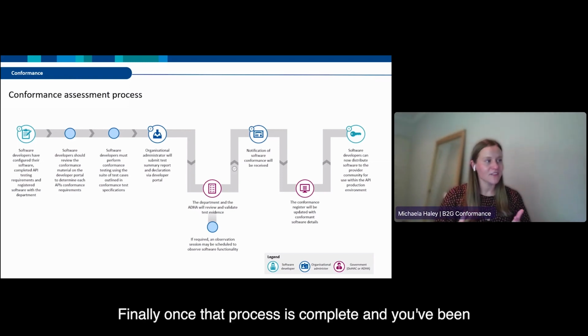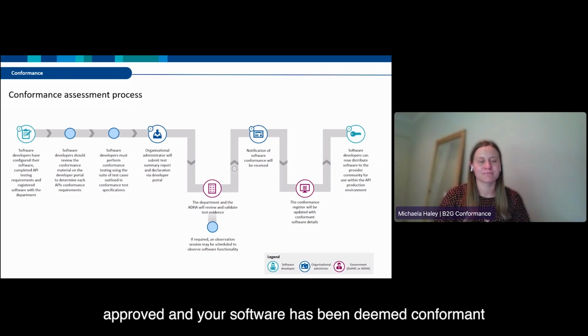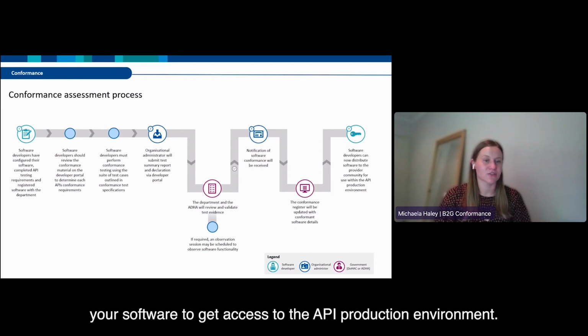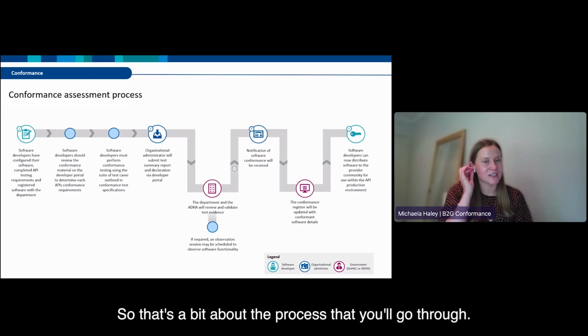so we can observe your software's functionality. Finally, once that process is complete and you've been approved and your software has been deemed conformant, you'll receive that certification that your software is conformant. The conformance register will be updated with your software details, and from there you can request for your software to get access to the API production environment. So that's a bit about the process that you'll go through.